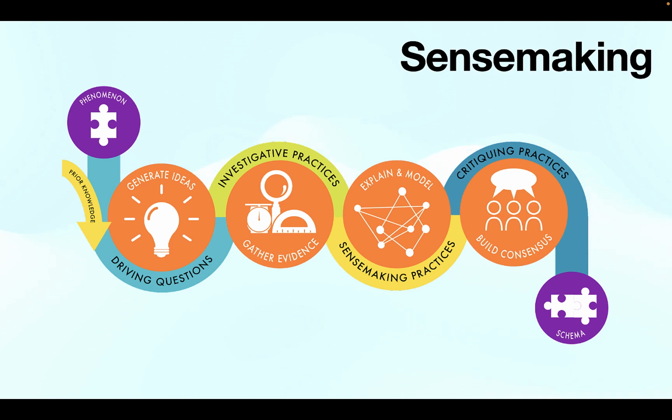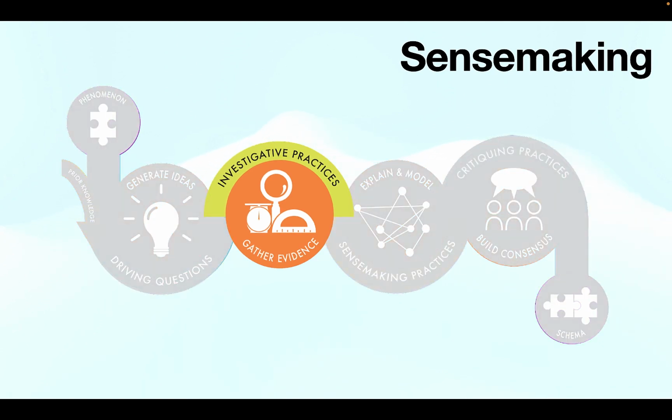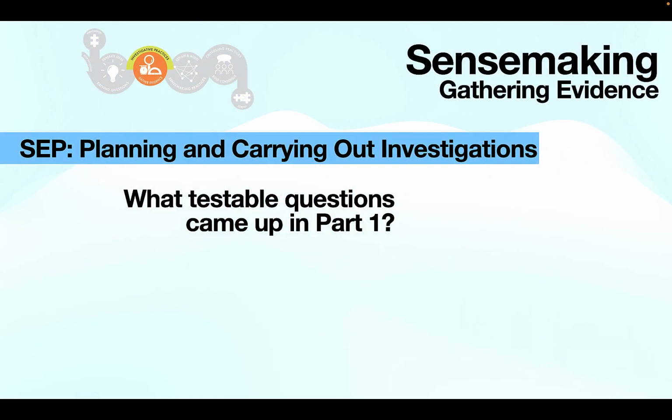In step 2 of sensemaking, students engage in practices that allow them to gather evidence to help explain the anchoring phenomenon. There are many ways to gather evidence. One possibility is that students generate testable questions in step 1. Students could then plan and carry out the investigations.